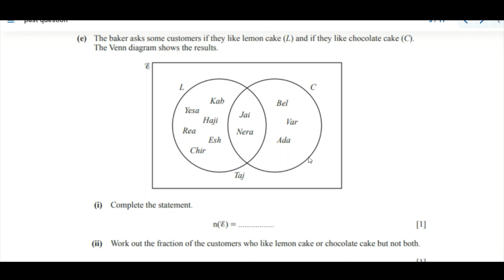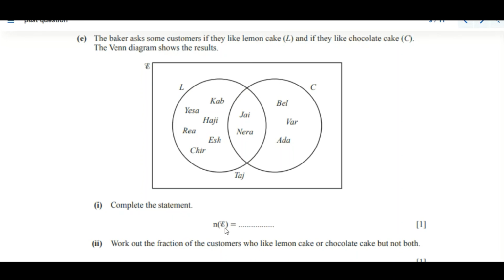Look at this past question. We are going to be explaining in detail, and the next slide is going to be giving us the solution. Let's study this Venn diagram. This is L. Set L consists of all of this, while set C consists of J, Naira, Bella, Vi, and Ada. Now we have to complete this statement: n of the universal set. They are asking how many elements or members are inside this Venn diagram.